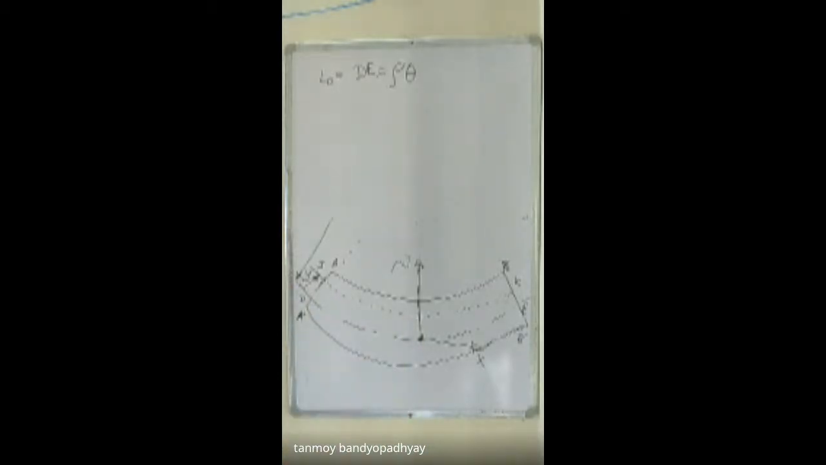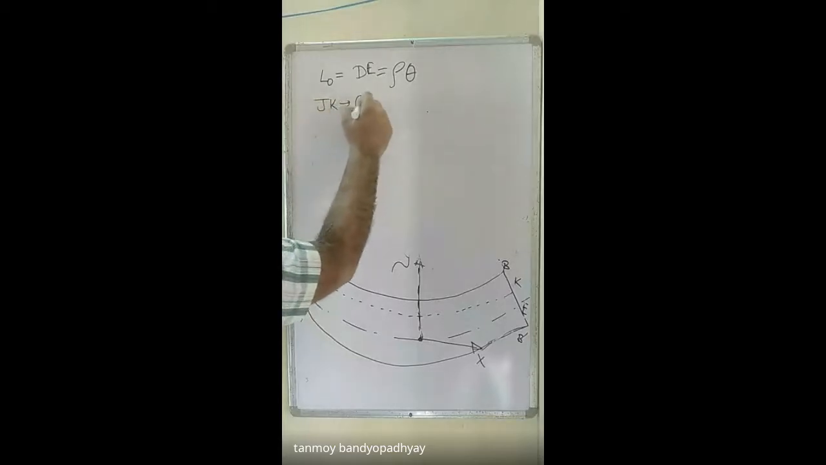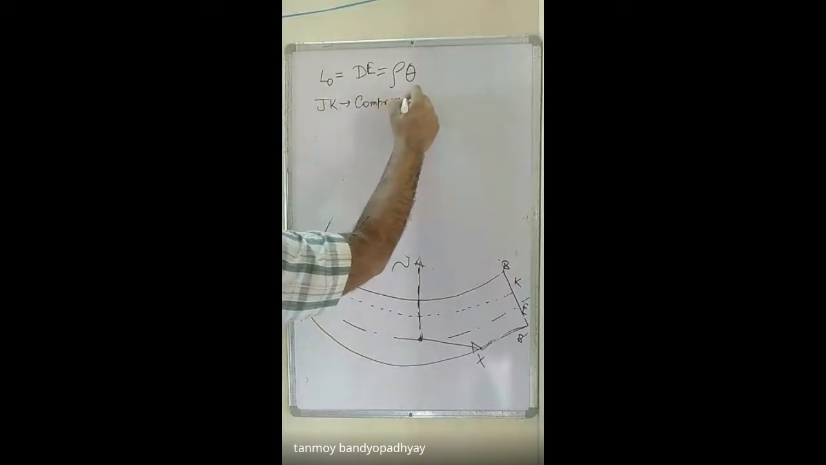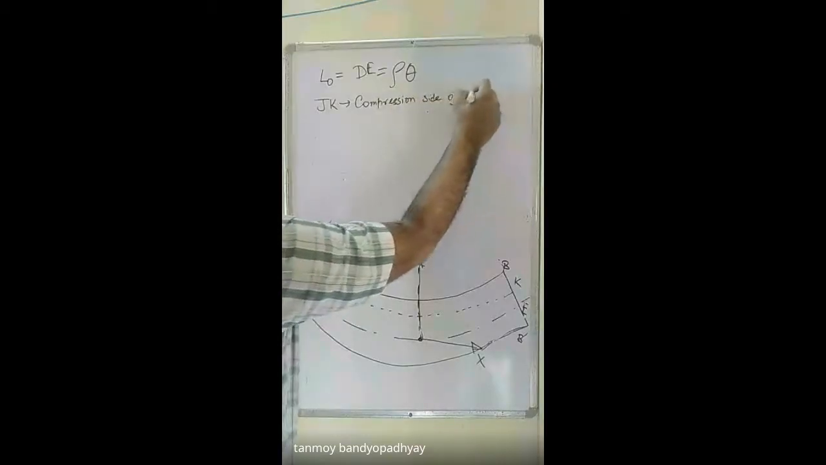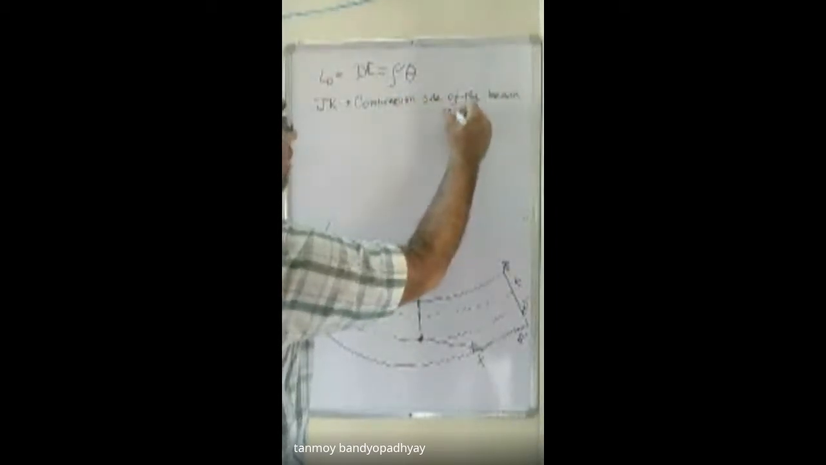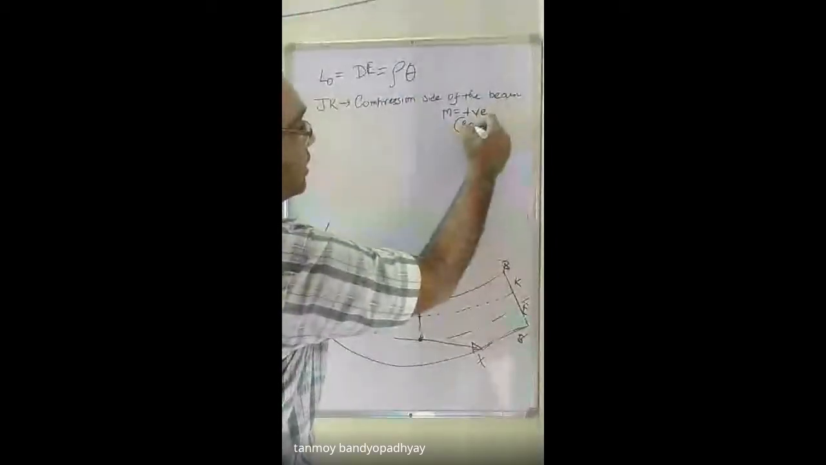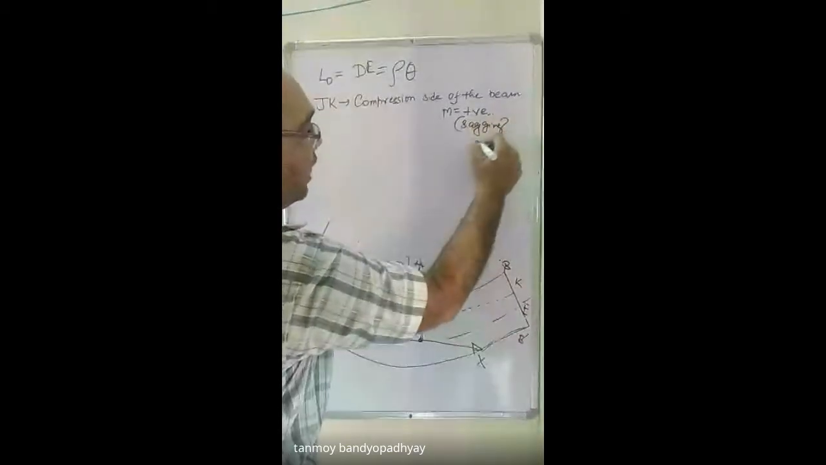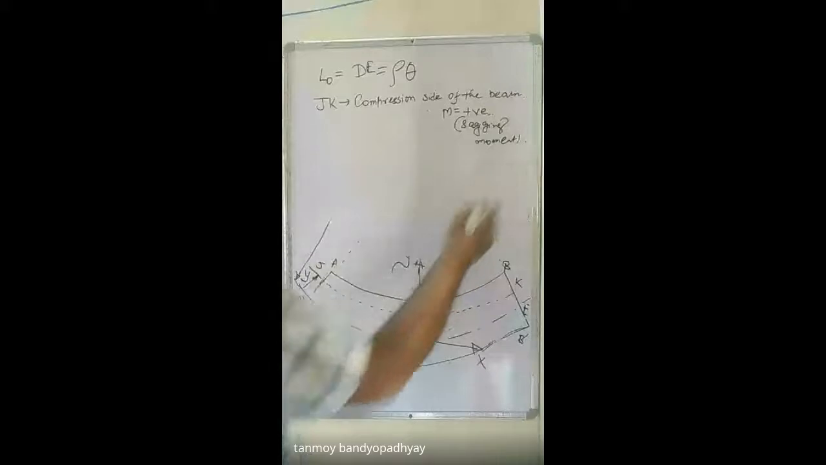Moments, we generally take them as positive or negative. So what is the convention we will be following to make them positive or negative? That will be coming afterwards. Let's first discuss that we consider a point Y on the top side of the beam, at a layer JK. We consider a layer JK on the compression side of the beam. Since it is on the compression side, the moment will be positive. I am just writing it to be the sagging moment. What is the sagging moment? What is the hogging moment? I will discuss.